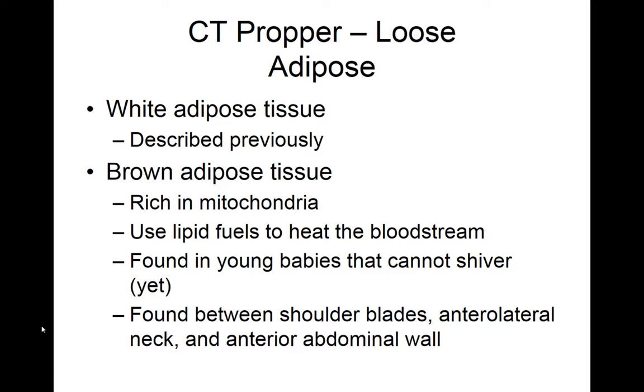Now what I just showed you is white adipose tissue. That's what most adults have. But then another type of adipose tissue is called brown adipose tissue, which looks brown under the microscope. And the reason is it has a lot of mitochondria in it. What do mitochondria do? What is their function? Make ATP.